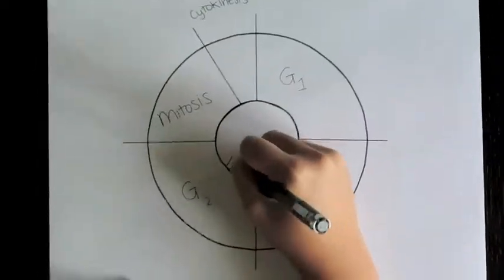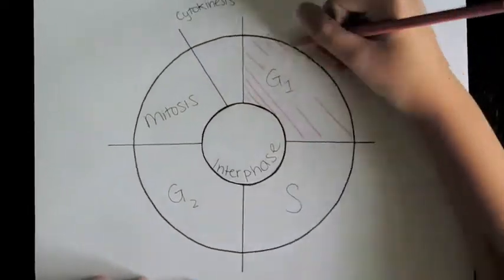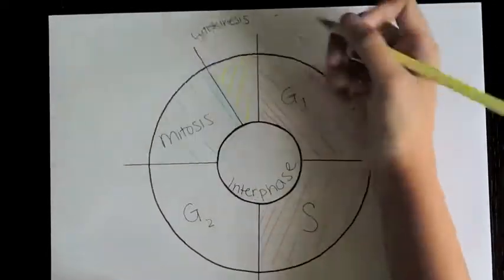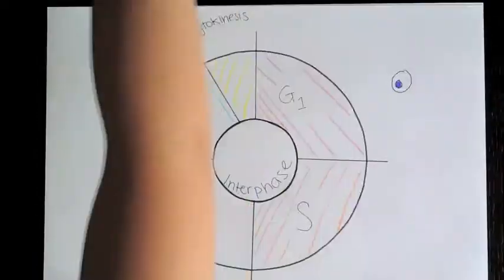The cell cycle consists of four main phases: G1, S, G2, and mitosis. G1, S, and G2 can also be called the interphase.